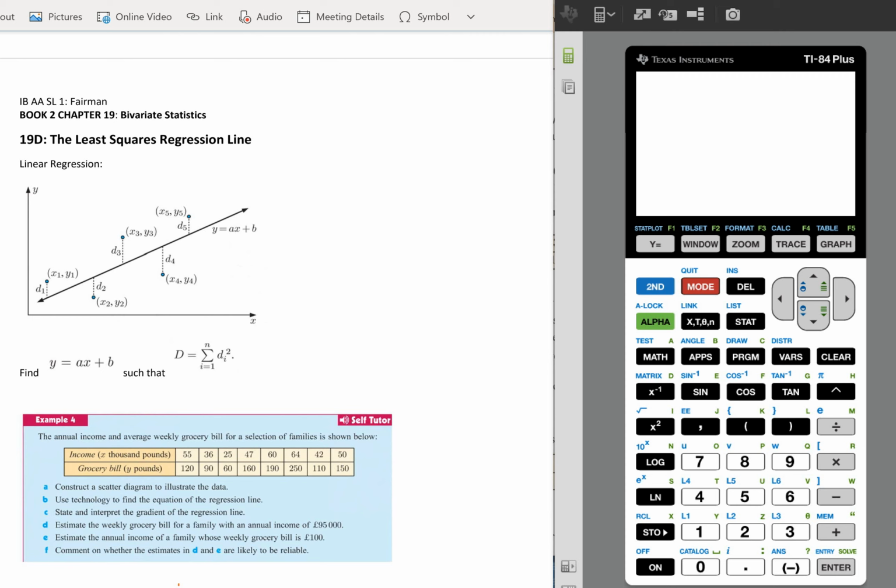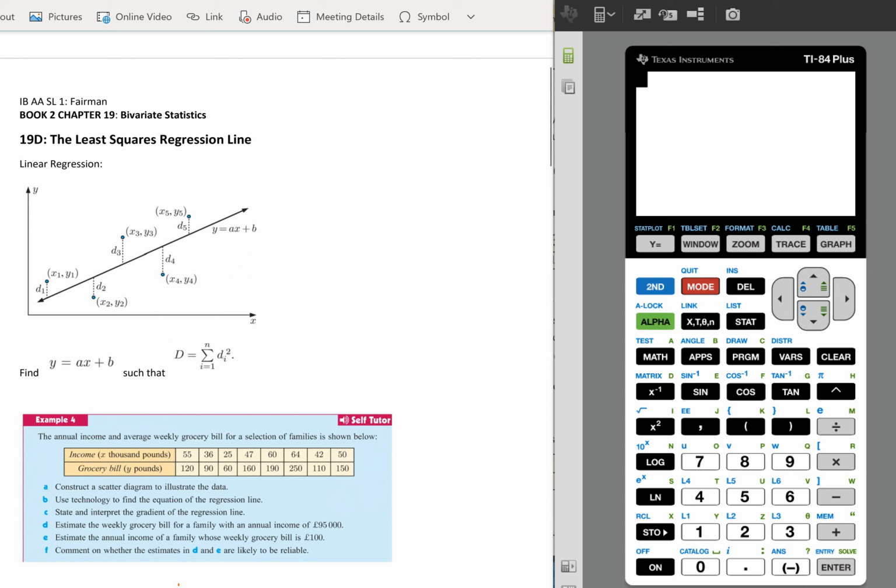We are still working in chapter 19 about bivariate statistics, and we are going to talk about the least squares regression line today. We talked about how to do a line of best fit by eye, just eyeballing it up with the mean coordinate. But now we're going to talk about how to actually calculate it. Your calculator will calculate it for you, or Excel when you get into the IA.